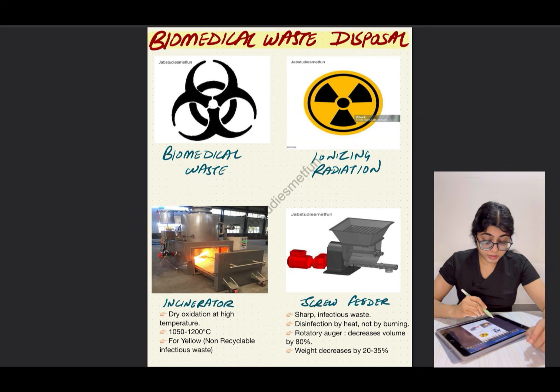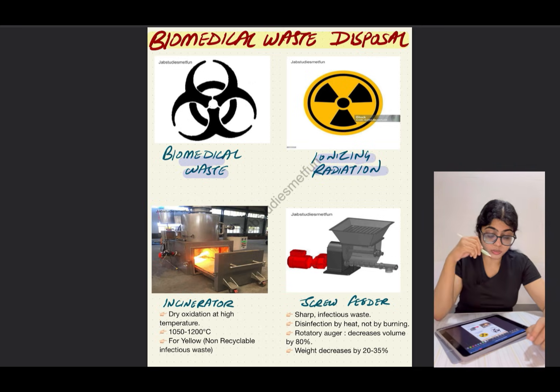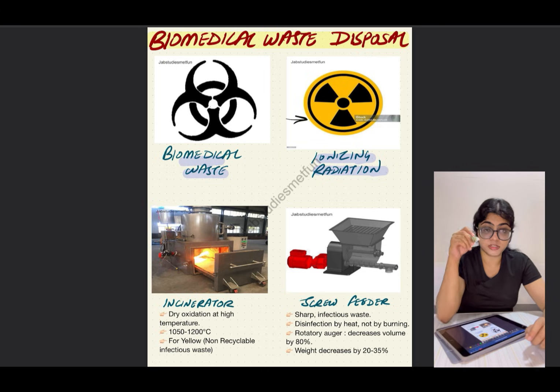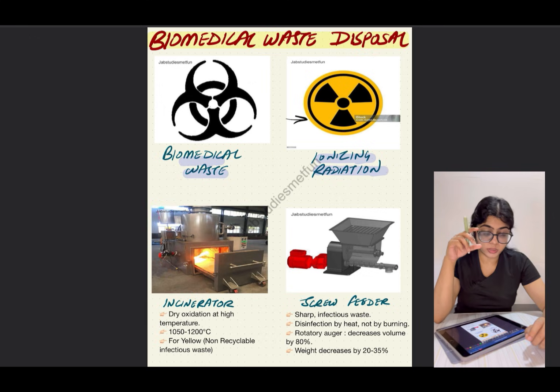So here are given some samples of images. These are actually the logos for biomedical waste and ionizing radiation. You need to know the difference between these, because during the exam you might get confused really quickly between these two. So the ionizing radiation comes with a yellow colored circle with a three winged wheel inside it, and you can see the difference that biomedical waste logo is quite complicated than ionizing radiation.